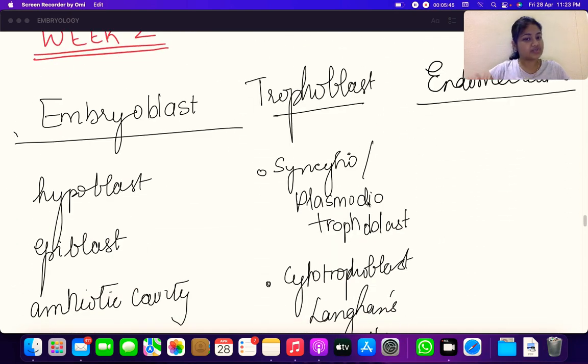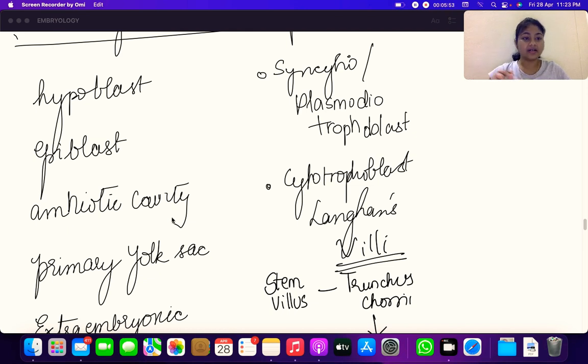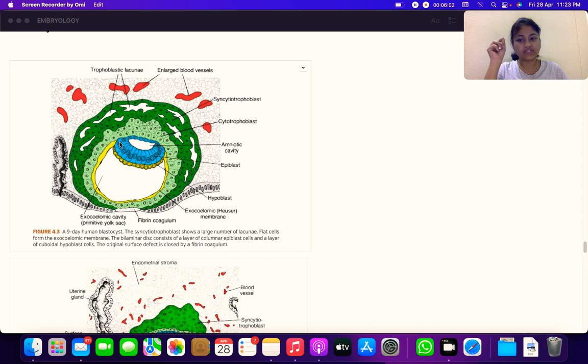Trophoblast is differentiated into syncytiotrophoblast and cytotrophoblast, and the trophoblast helps in the formation of villi. Embryoblast is the main core, and they form the embryonic disc and the procaudal plate. In this image, you can see the green ones are the outer cells, that is the trophoblast, and the blue ones are the inner cell mass. So the division into outer cell mass and inner cell mass is happening at day 6 itself.